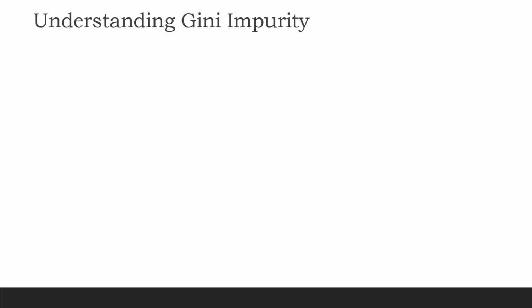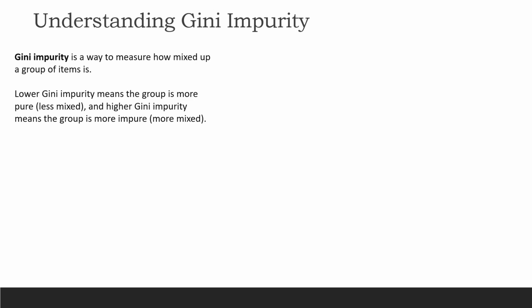So now, we have covered entropy and information gain. Let's move on to Gini impurity. So what is Gini impurity? Gini impurity is a way to measure how mixed up a group of items is. So if in a bag we have 10 items and we have 5 of each, the bag carrying these 10 items is very well mixed up. So it will have a high level of impurity.